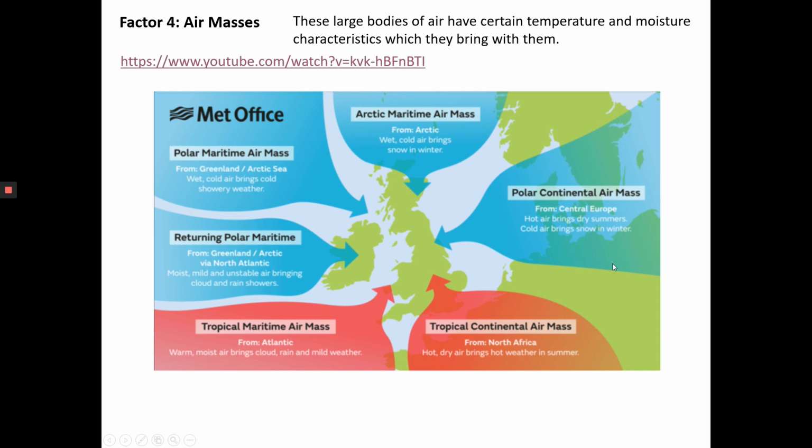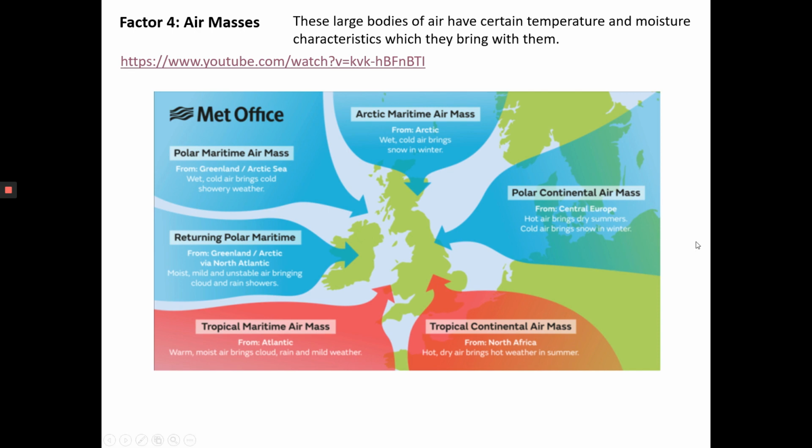So the polar continental air mass comes from Central Eastern Europe, comes from Russia, and those places in the summer are quite warm because they're a big bit of land. So in the summer it brings warm air, but in the winter it brings cold air. Okay, so just be careful. Polar continental can trip some people up.